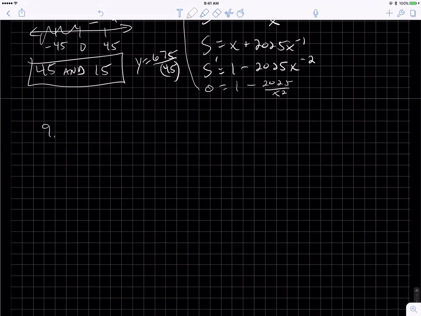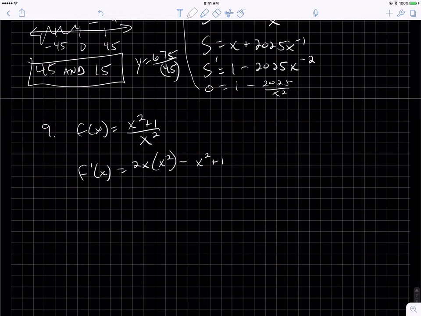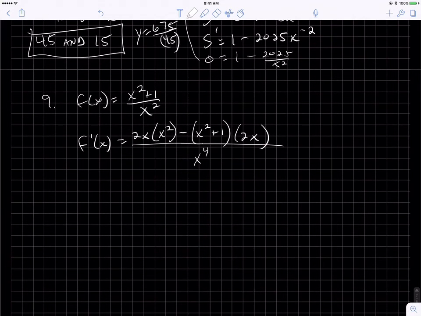Find the intervals of concavity of this function. So that is the second derivative test. Intervals of concavity. So the first derivative is f prime times g minus f times g prime all over g squared.